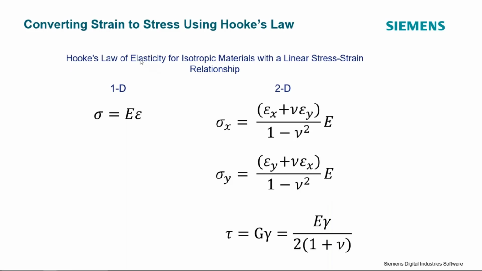We can then go from our strains to our stresses by applying Hooke's law. For a 1D loading case, it's very simple. We just have sigma equals the Young's modulus times epsilon. For a 2D load case, it's a little more complex. We have sigma x, sigma y, and the shear stress. And we need to make sure we include the effects due to the deformation in our other axes. So we've got this term here, this Poisson's ratio times the strain in the y direction.